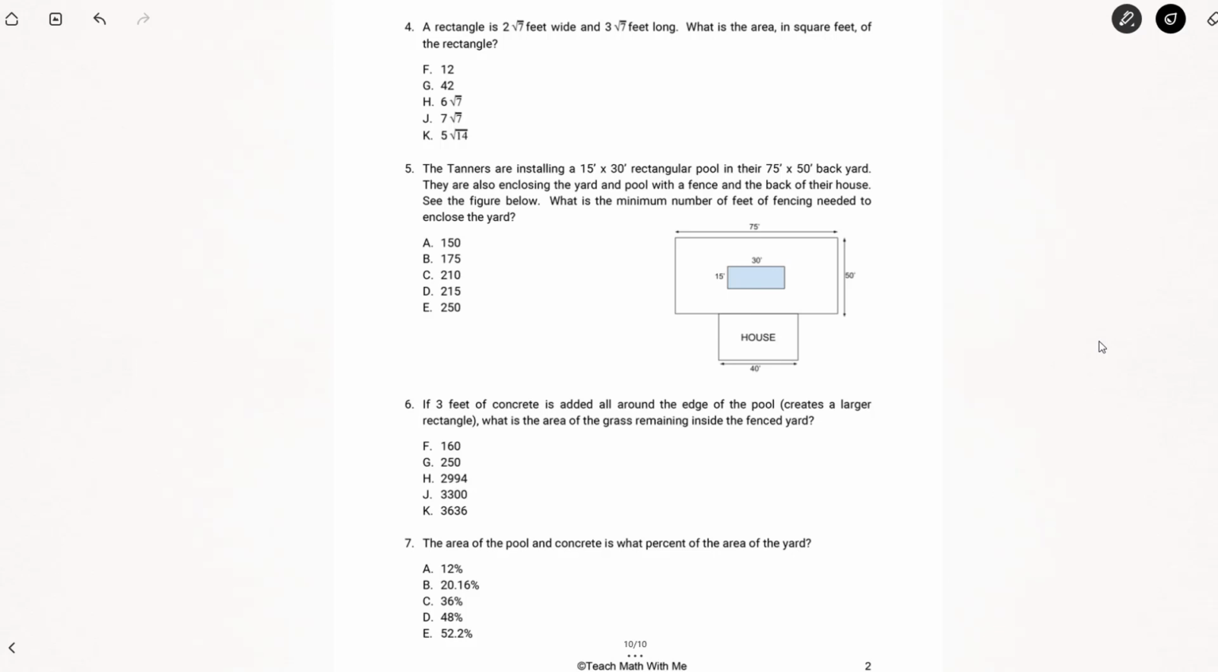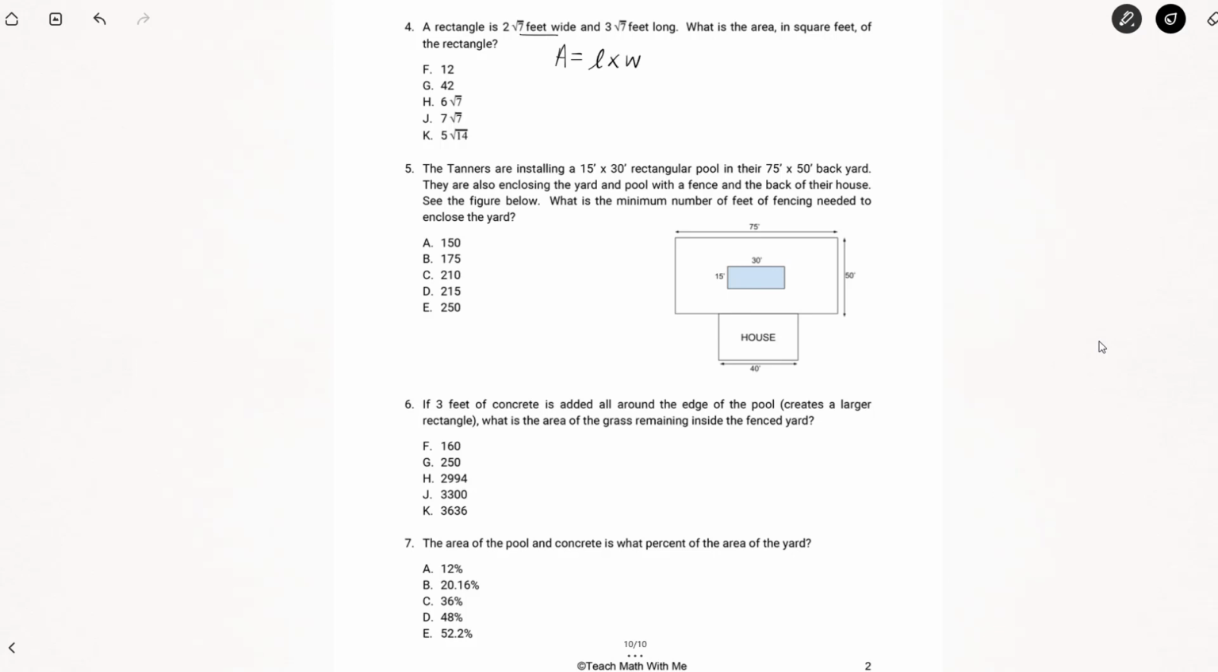Question 4, a rectangle is 2 times the square root of 7 feet wide and 3 times the square root of 7 feet long. What is the area in square feet of the rectangle? And we've talked about area before of a rectangle. We'll write it down. Area is just length times width.